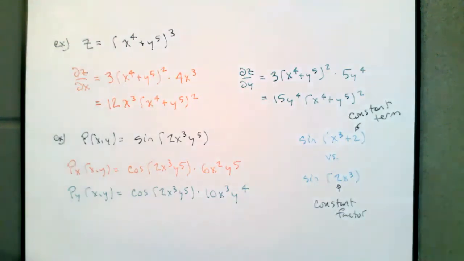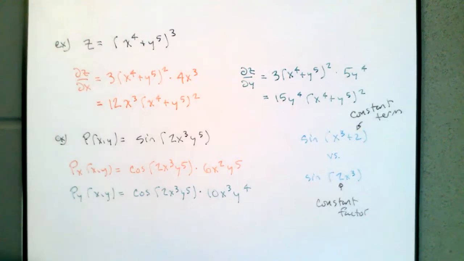But I usually reserve px and py for names of functions, even though we use y prime all the time for dy dx when y is a function of x. Any other questions?